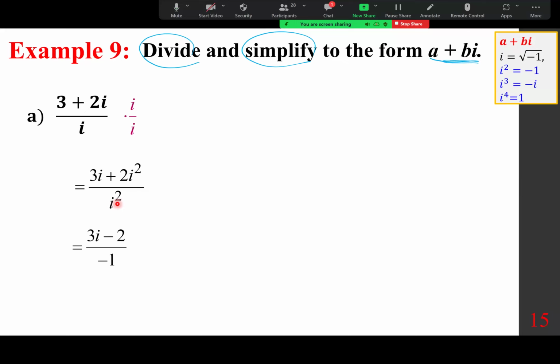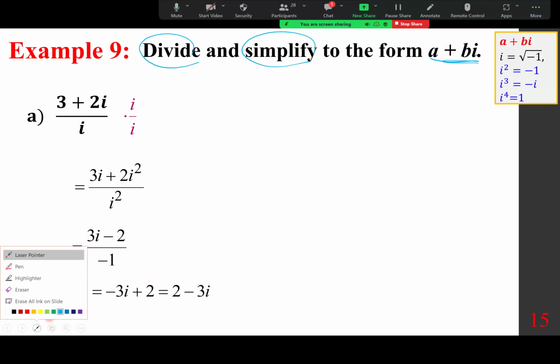So this remains, this changes to negative 2, this changes to negative 1. And the result is that they change signs. So this becomes negative, this becomes positive. And this is the answer, and you can leave it like that, but this one is in the form of a plus bi, where a is 2 and b is negative 3. And I can't emphasize this enough, everybody. Okay.